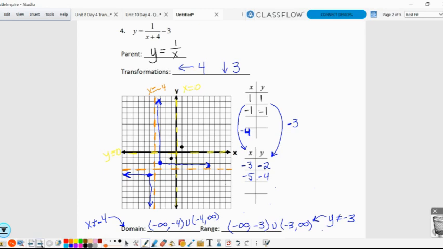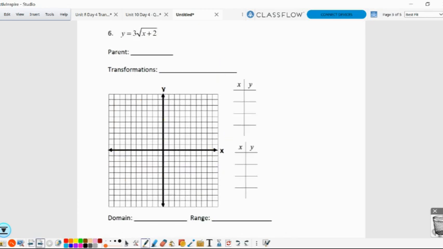We're going to move on to number 6 next. We see another square root, but we have multiple transformations here. So our parent function is y equals root x. So we should already be able to visualize what that shape is in our mind. If we are thinking about our parent points, 0, 0, 1, 1, 4, 2, you can put 9, 3 in there if you want. And then we're going to look at our transformations.